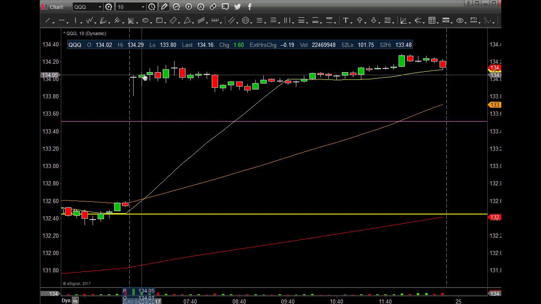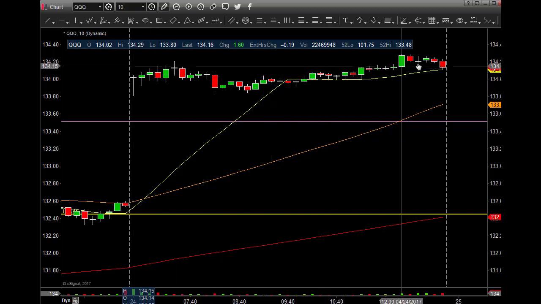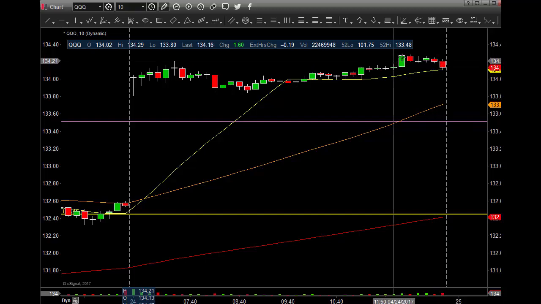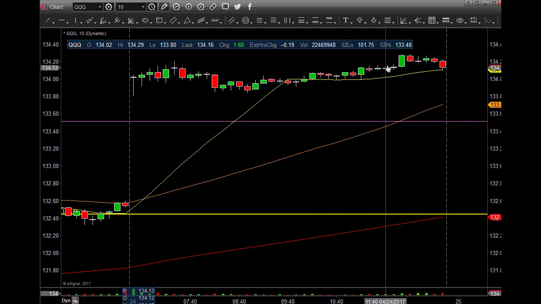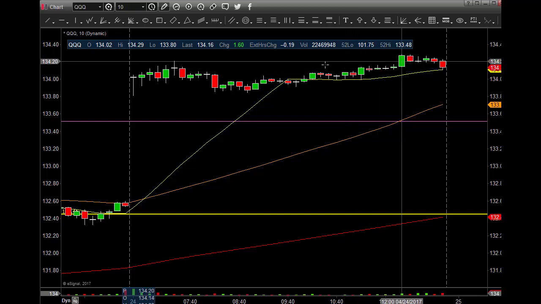People buy puts right here, and they just hammer them all day when you should be buying the puts pretty much at the end of the day. Right here would have been the last time. Somewhere in here would have been the area. Start adding puts to the Qs or what have you.